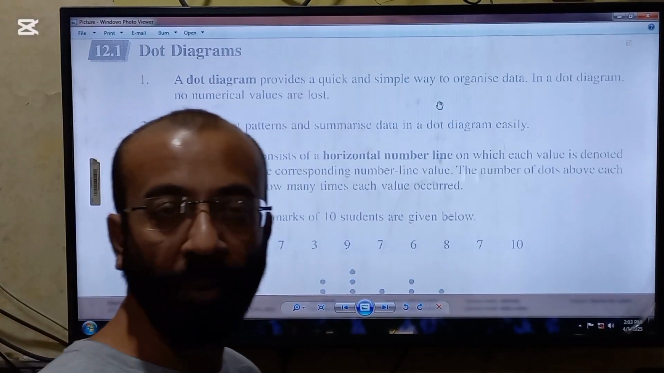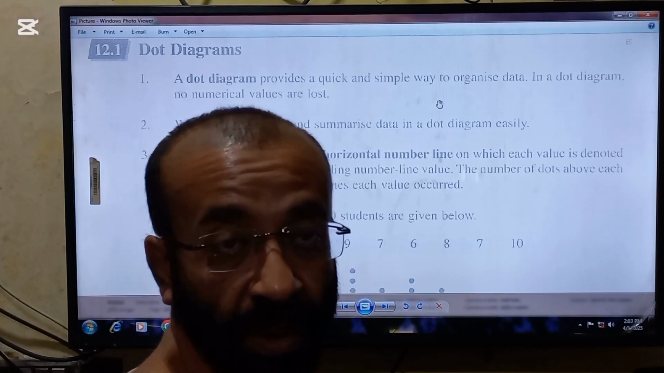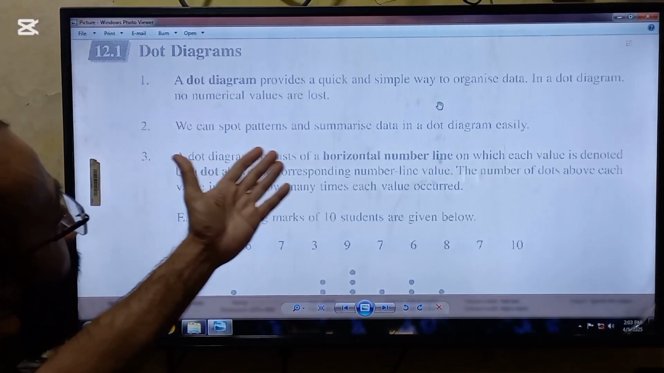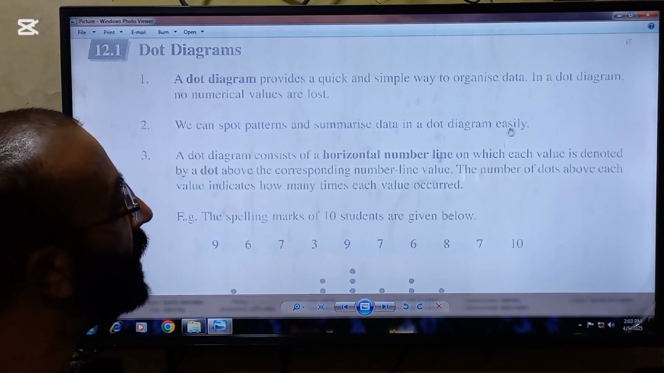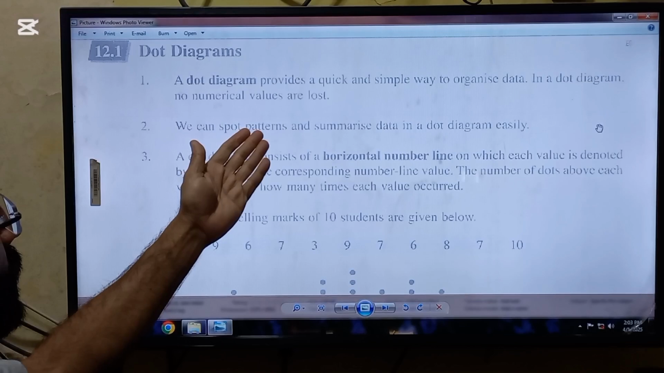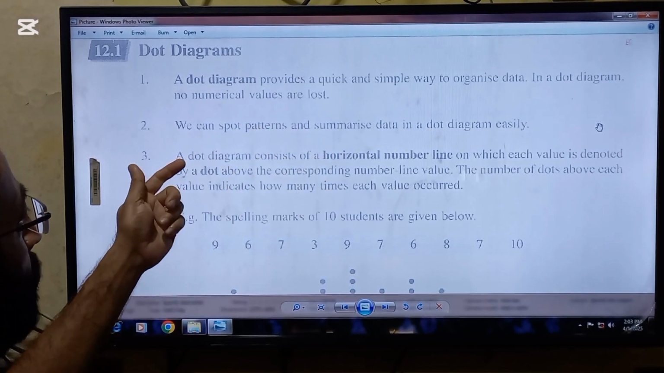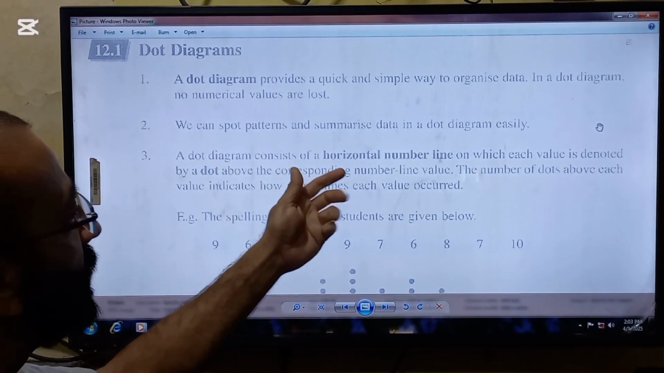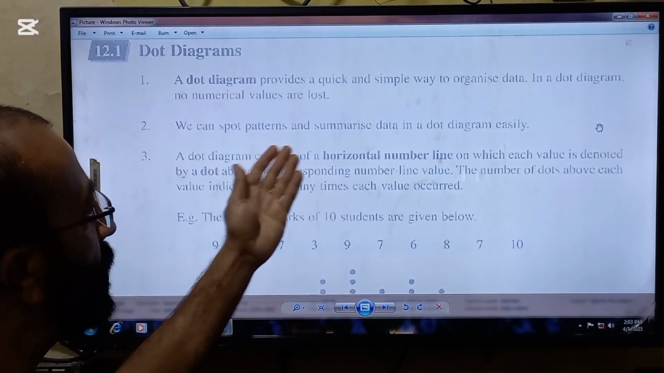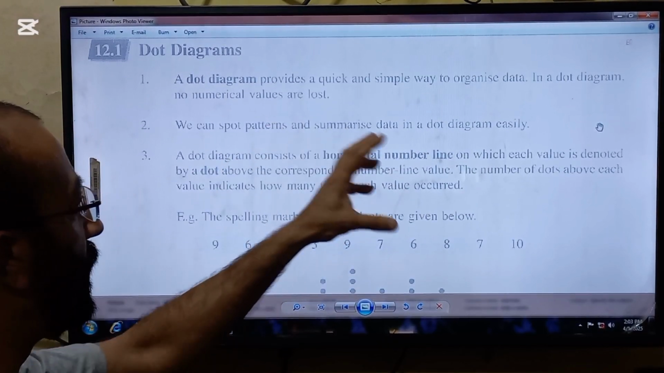In dot diagrams, the points to be remembered and understood are: number one, a dot diagram provides a quick and simple way to organize data. In a dot diagram, no numerical values are lost. Second point, we can spot patterns and summarize data in a dot diagram. This is an important point.